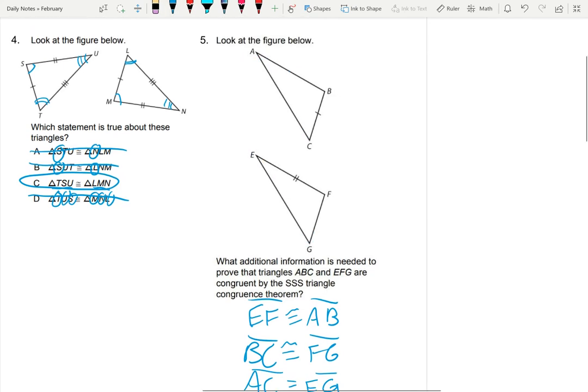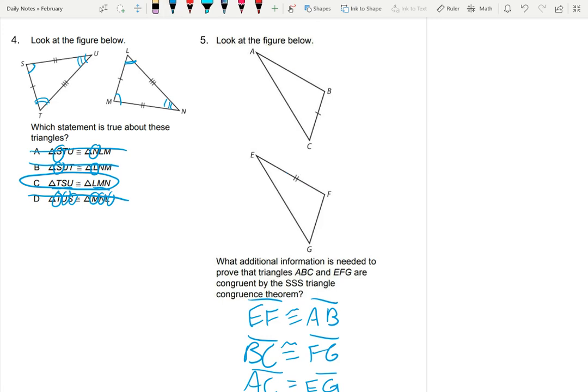Now, what I notice here, it's got this one little tick mark, but it doesn't have the matching tick mark here. For some reason, they left that out. I would assume it's supposed to be there, but it's not. Same thing with the double tick mark. It's here, but it's left out of here. And I don't know why they would do that.